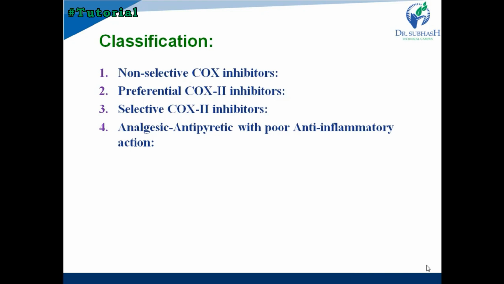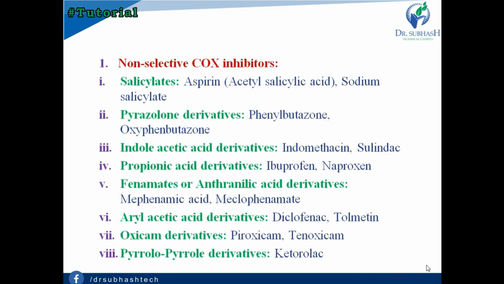Non-selective COX inhibitors inhibit both the enzymes, COX-1 and COX-2. Preferential COX-2 inhibitors inhibit both the forms of the enzyme, COX-1 and COX-2, but they prefer the isoform COX-2 over COX-1. Then selective COX-2 inhibitors only inhibit the COX-2 isoform, and the last class has more analgesic and antipyretic action and less anti-inflammatory action. Let's see the examples.